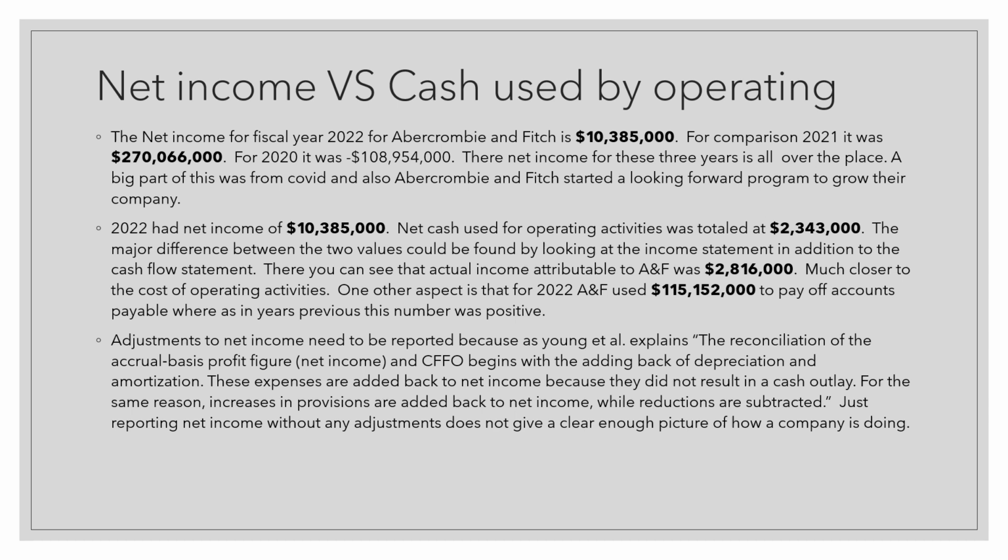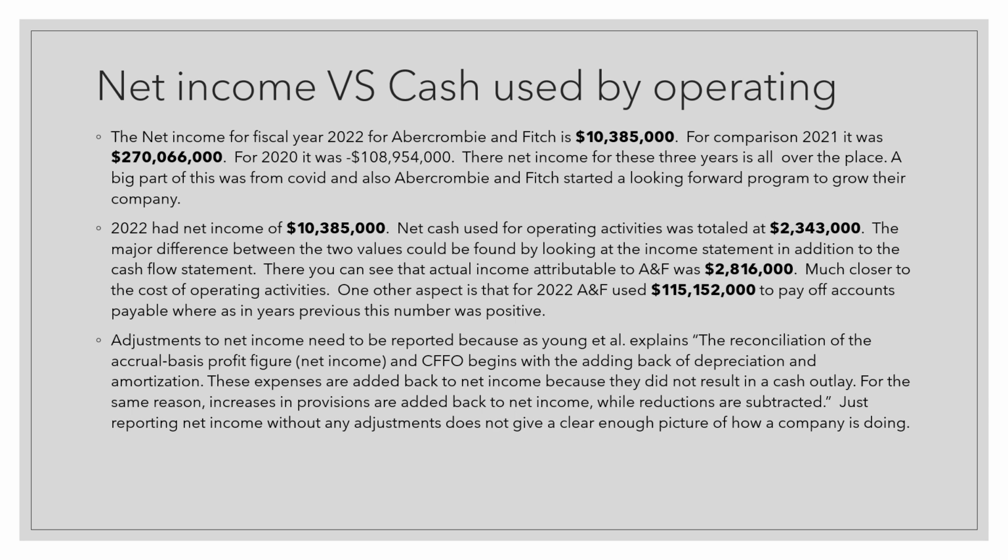Their net income for these three years is not consistent. It's just all over the place. A big part of this was from COVID, and also Abercrombie and Fitch started a Looking Forward program to grow their company, and they were doing some different investing type stuff. 2022 had net income of over $10 million.